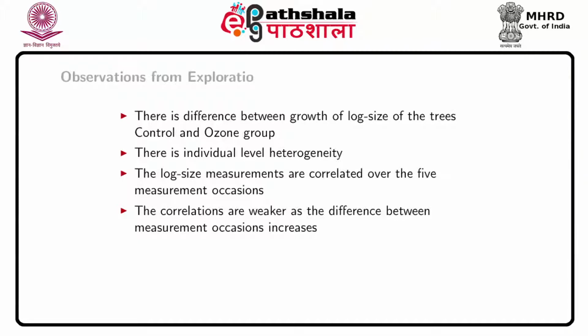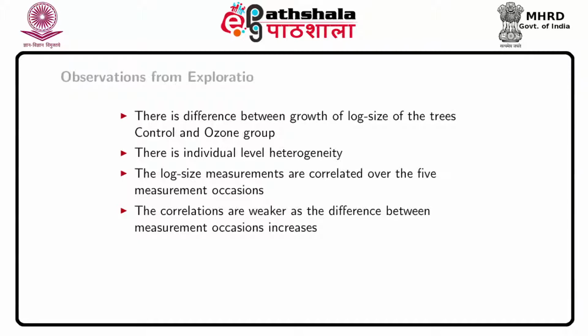Also there is individual level heterogeneity, as indicated by those black lines in the two panel plot or the XY plot that we used. The log size measurements are pretty highly correlated, and to start off with we assume that the correlations are weaker, which is indeed a fact, as the difference between measurement occasions increases. So we would be assuming an AR1 type of structure.